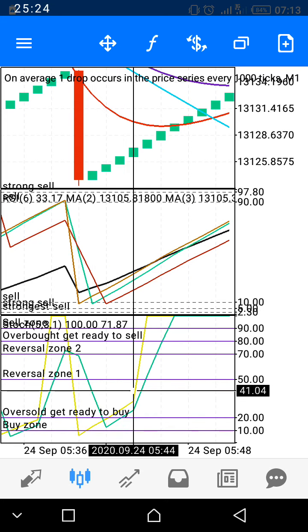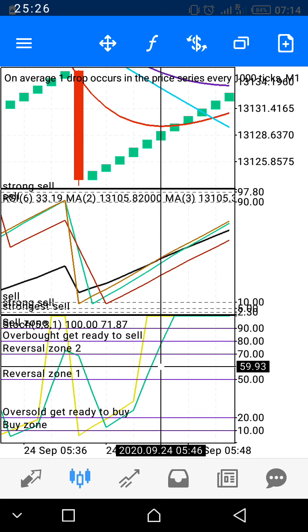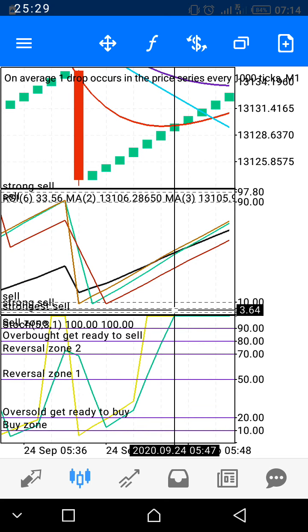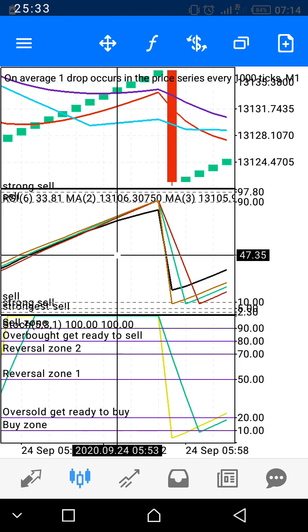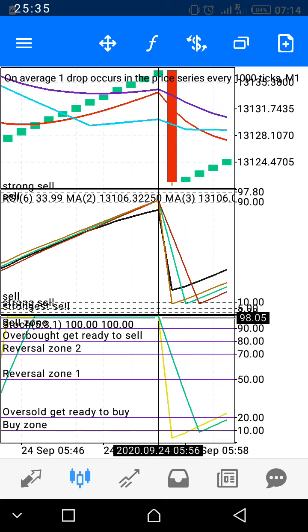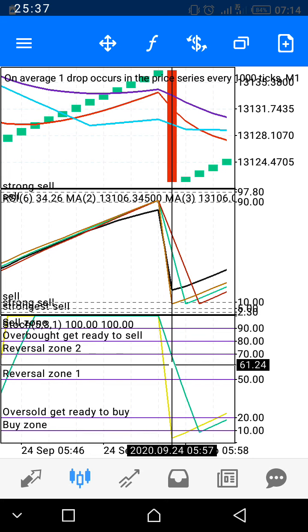It was buying. It kept on buying. It will buy continuously until the yellow crosses the green again downwards. And at that time it is a spike.